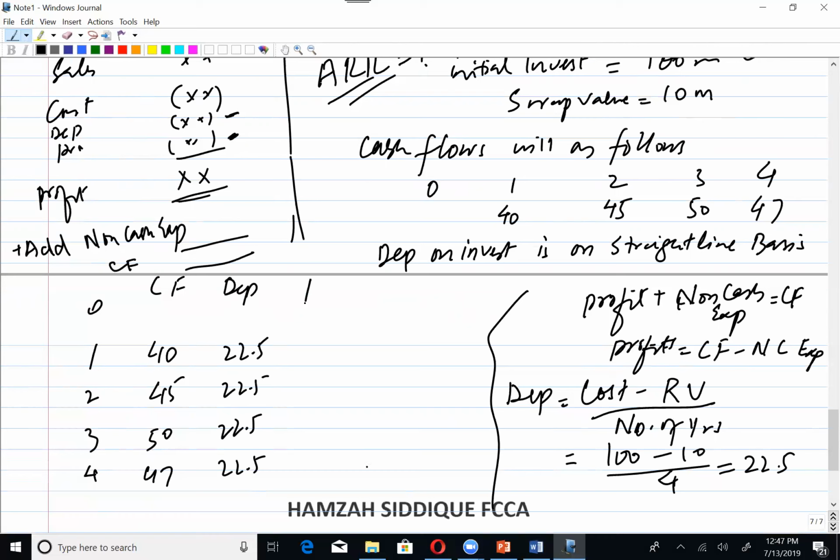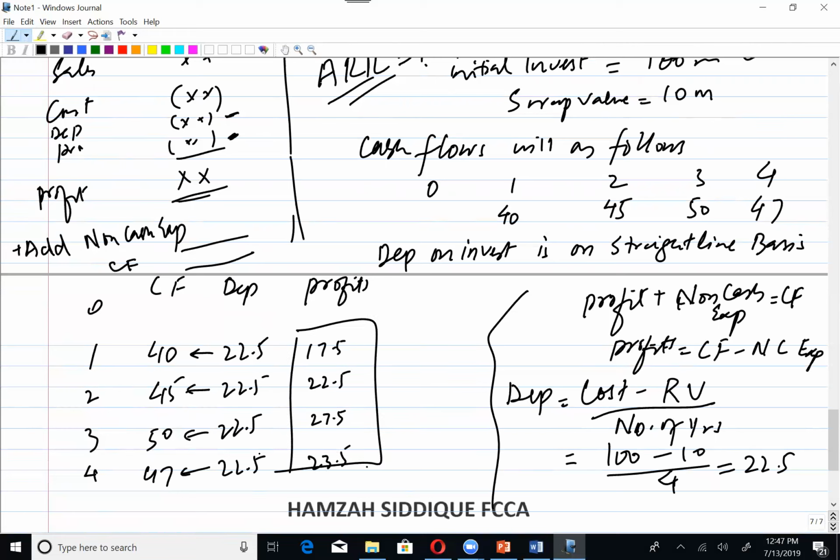And here will be the profits for each year. Here 17.5, 22.5, because depreciation is deducted, 27.5 and 23.5. This is the profits. Now the rest is easy.